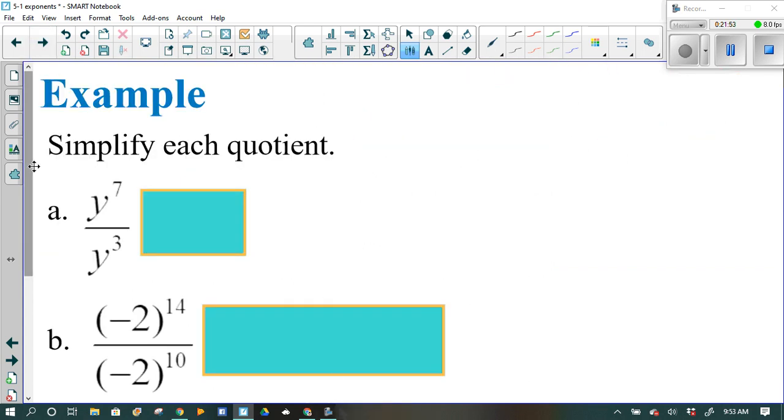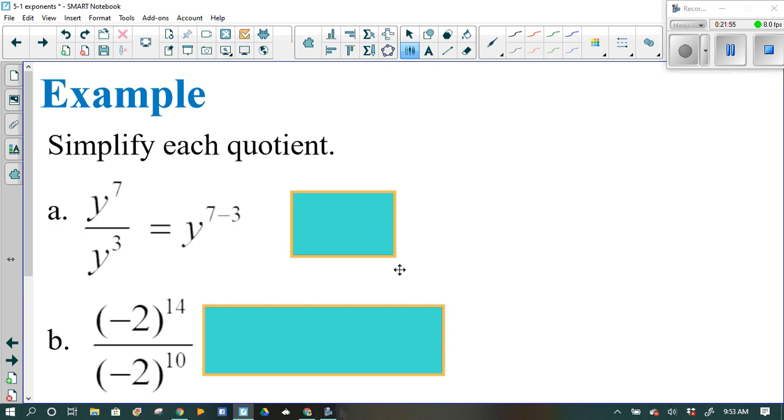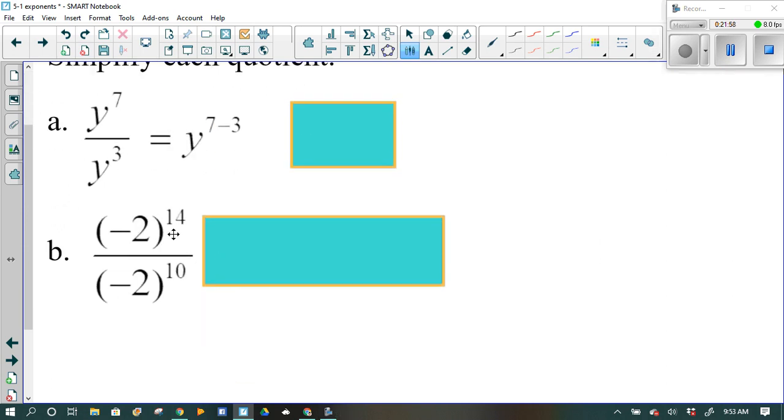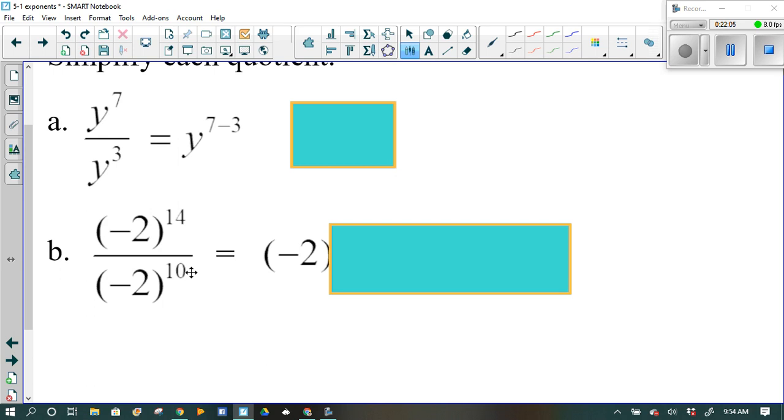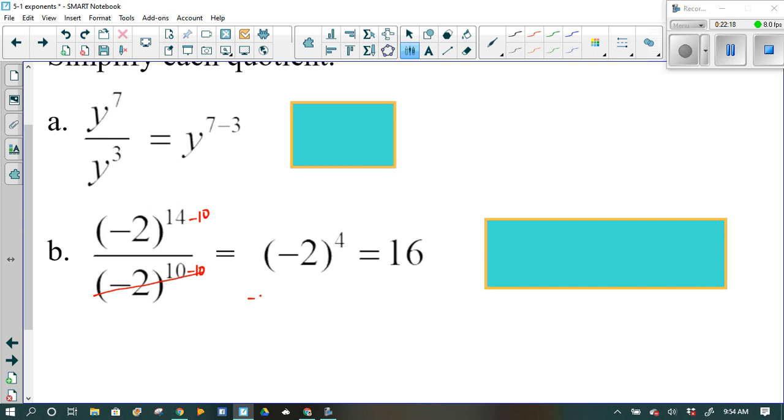All right, so this is the exact same example they just gave us on the front. So now if I have negative 2 to the 14 divided by negative 2 to the 10, well, negative 2 is the same, so we're going to keep our base. So now take your 10 and subtract it. So this one goes away because 10 minus 10 is 0. So 14 minus 10 is 4. So that would mean negative 2 times negative 2 times negative 2 times negative 2. So 4 negatives make a positive, and 2 to the 4th power is 16.